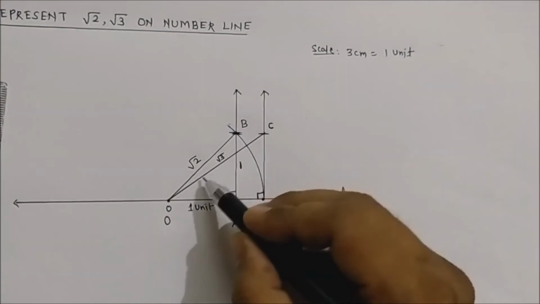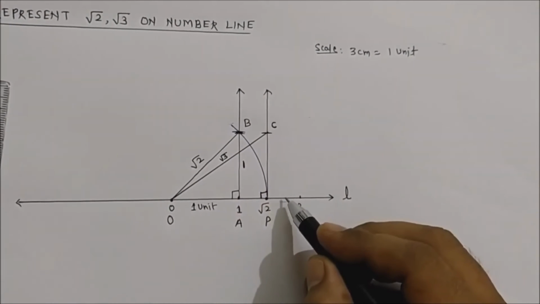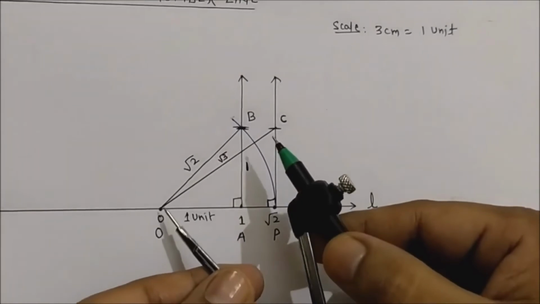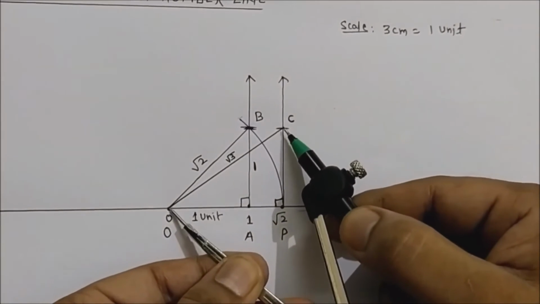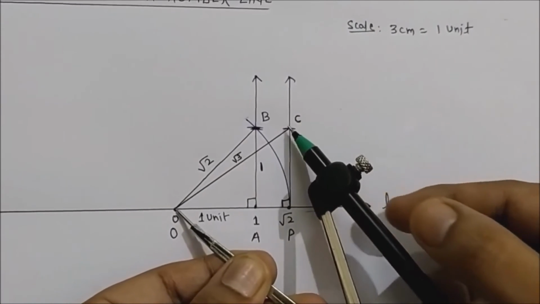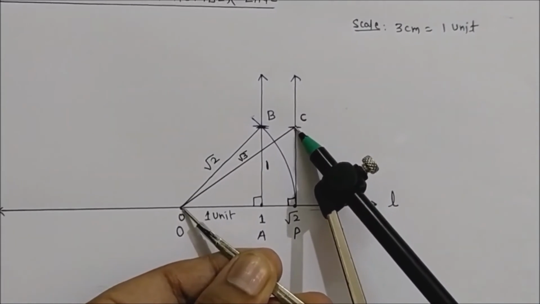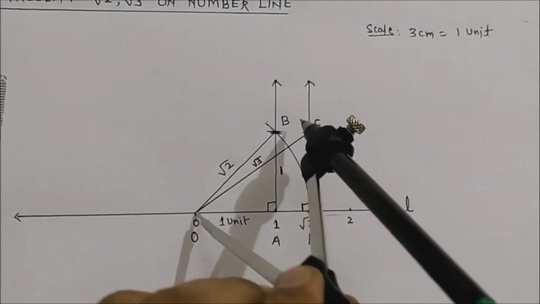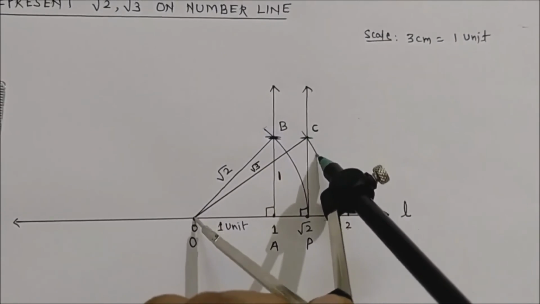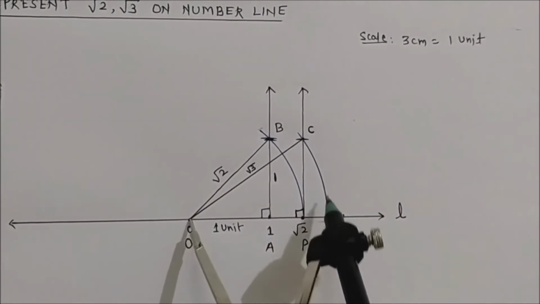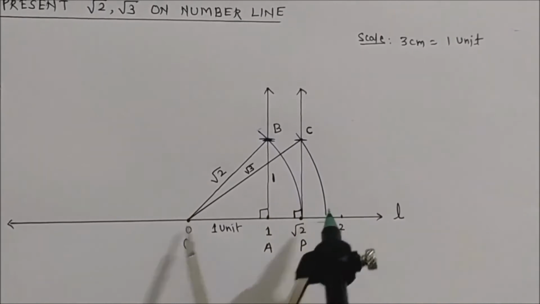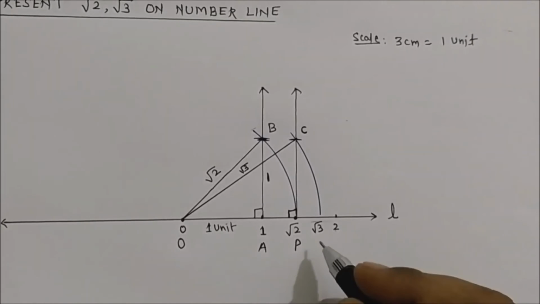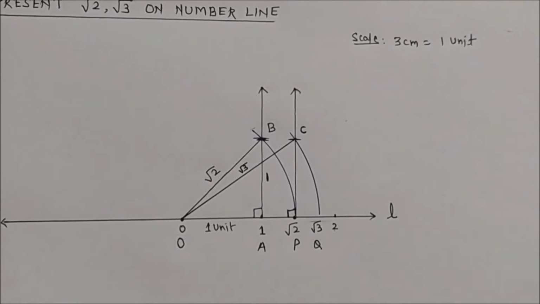And now this root 3 we have to represent on this line. So take the compass on point O and take distance from O to C, and from O make an arc on the line. This is root 3 on the number line. Name it as point Q.